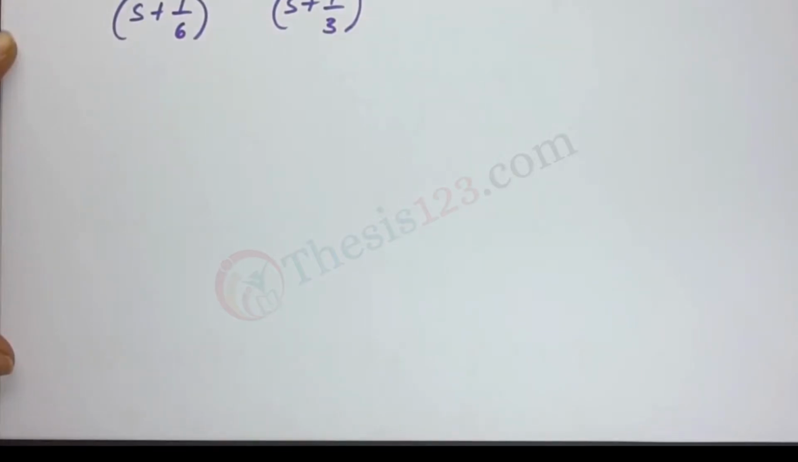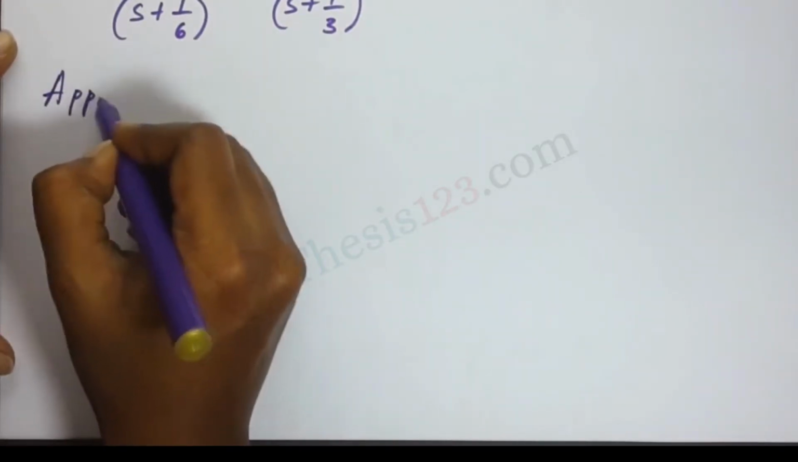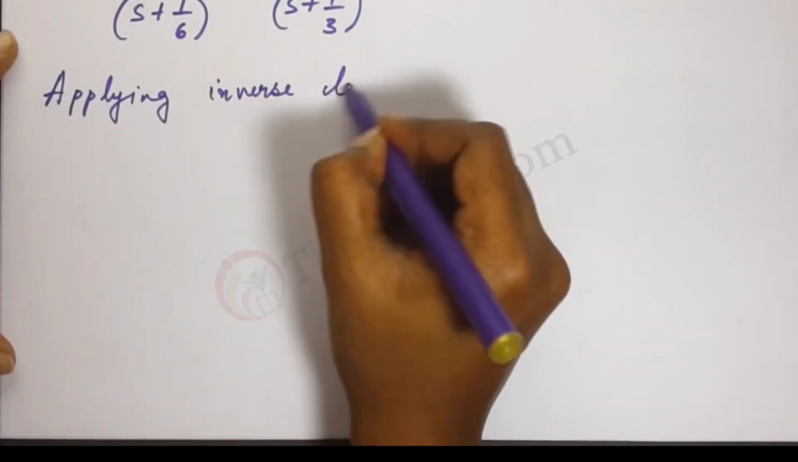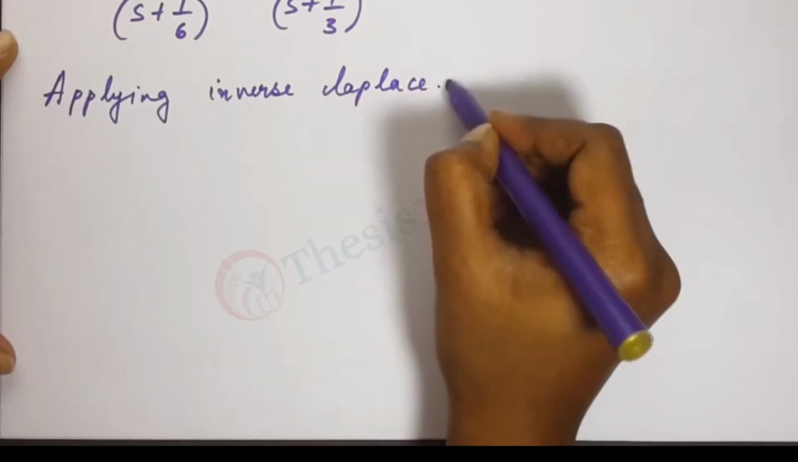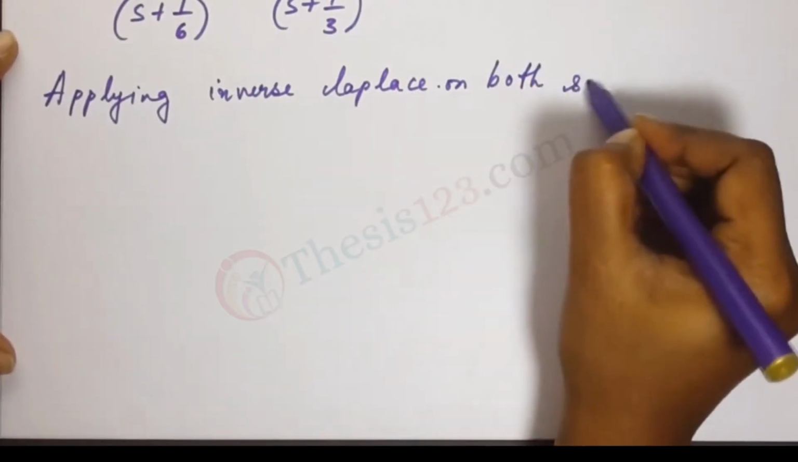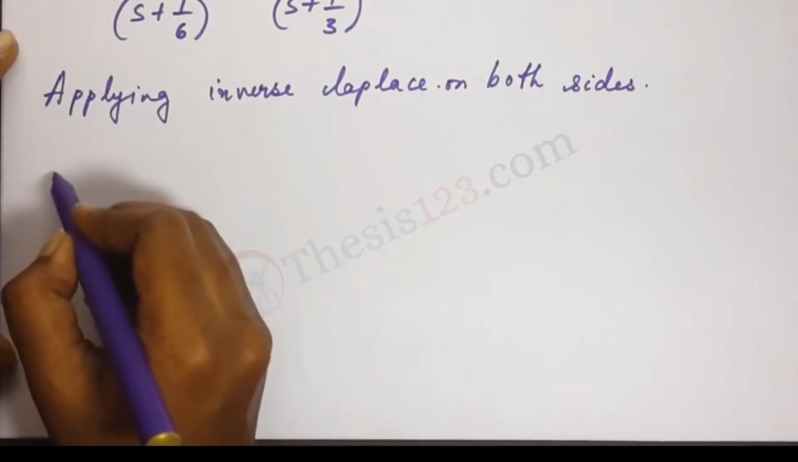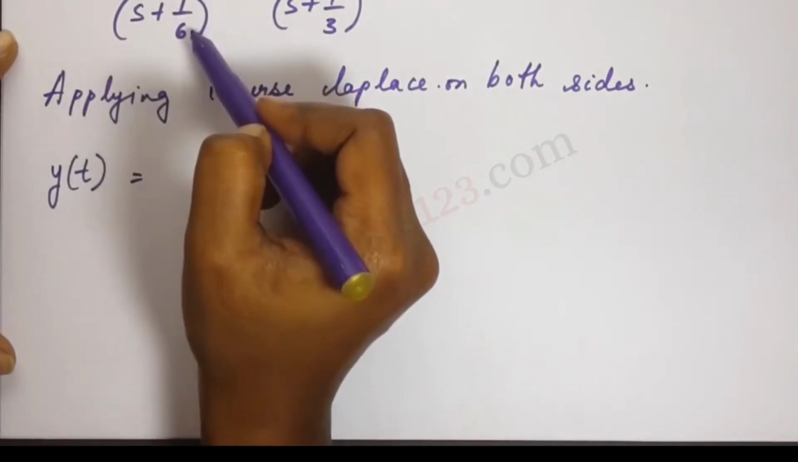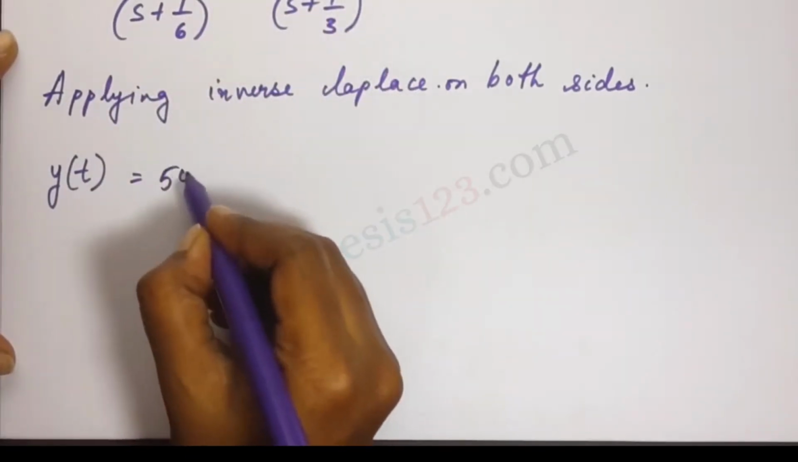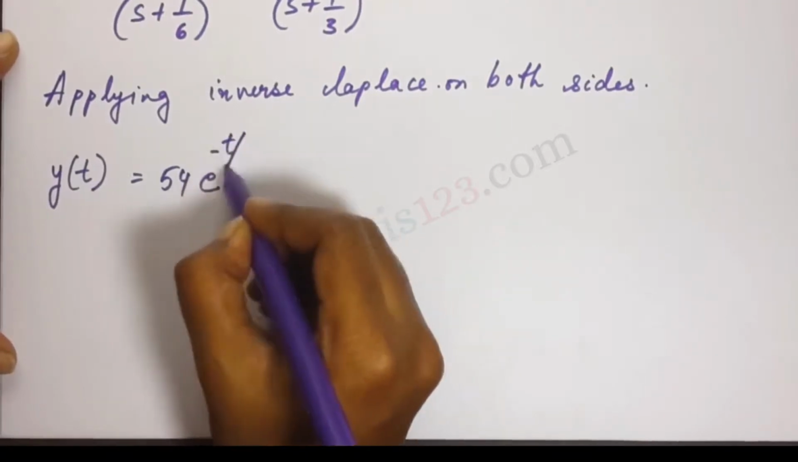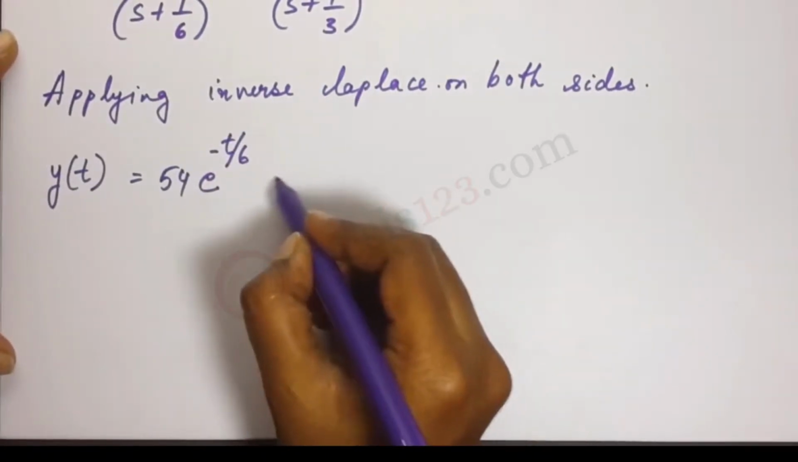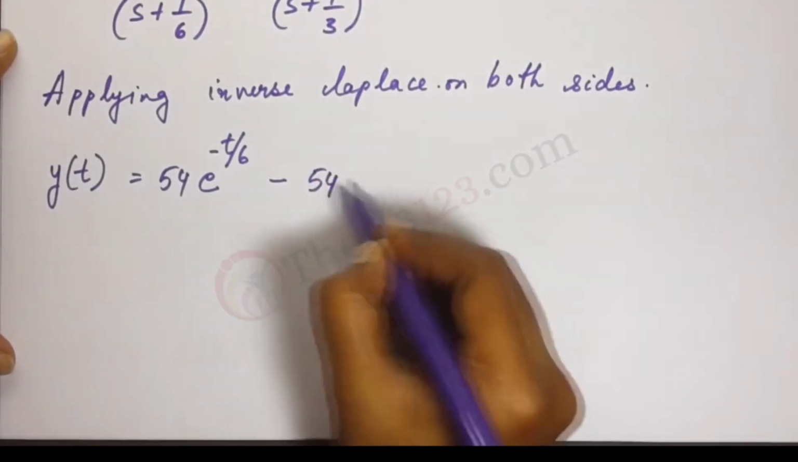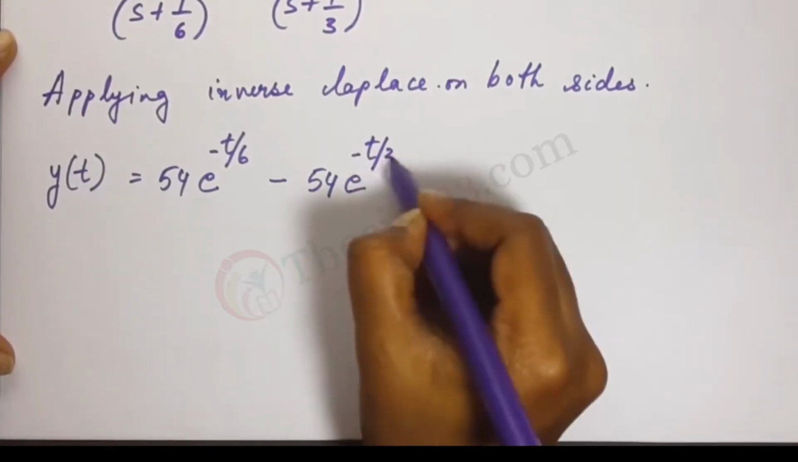Now we take inverse Laplace. Applying inverse Laplace on both sides, we get y of t is equal to, now 54 divided by s plus 1 by 6 is 54 e power minus t by 6 minus, now the Laplace inverse of this term is 54 e power minus t by 3.